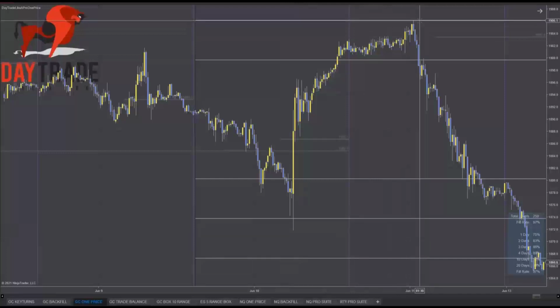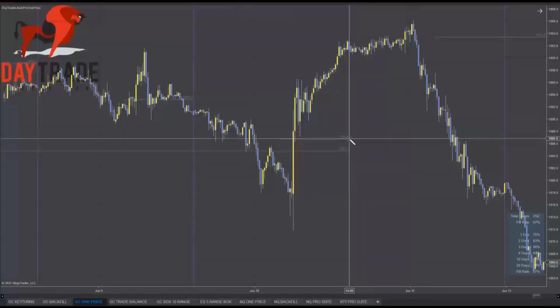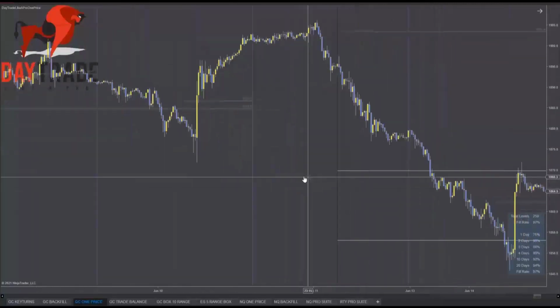Is it always going to be to the tick? No. Is it always going to work? No. Guess what? You don't need it to always work. You just need it to work once in a while. I mean, if you can manage your trades, look at the move down here in Globex.